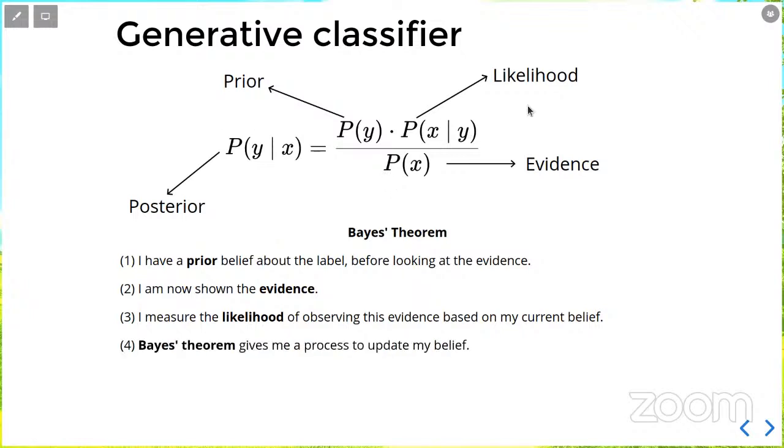Bayes theorem, what does this Bayes theorem do? It gives me a process to update my belief. Initial belief was that this was a cat, but after looking at the evidence, I am now able to update my belief about this piece of evidence that has been given to me, and that is called the posterior.